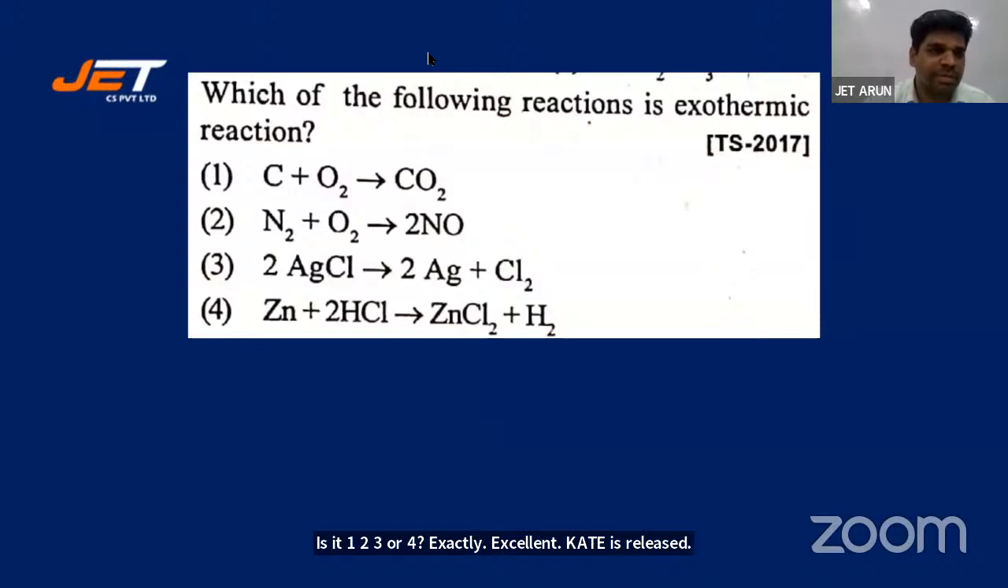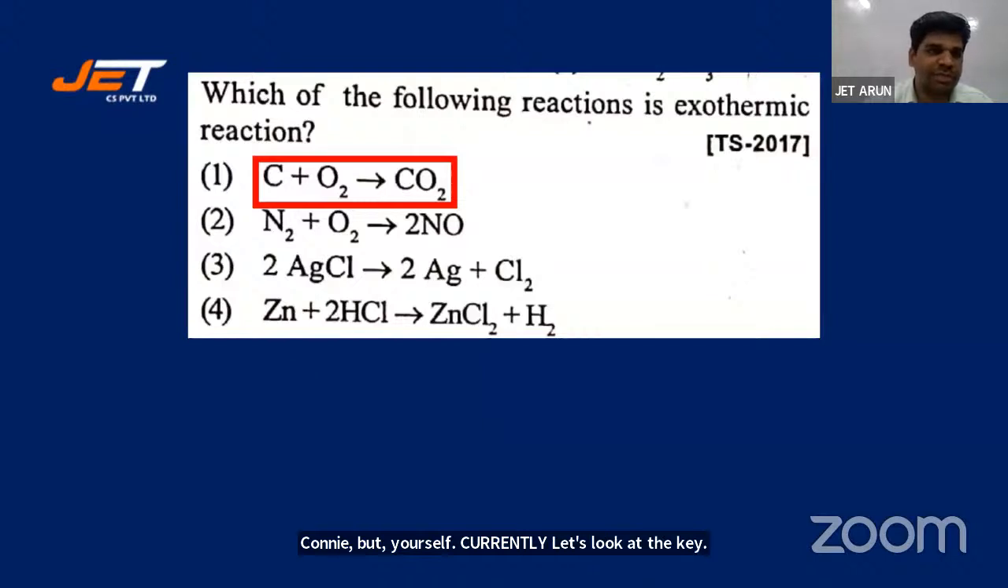Okay, good. But I'm getting a mixed response here. If you went wrong, correct yourself. Let's look at the key. It is 1, students. The ones who have answered 1, Jyoti, Rishikesh, Juveria, Pawan Sai, Shivarshini, excellent students.